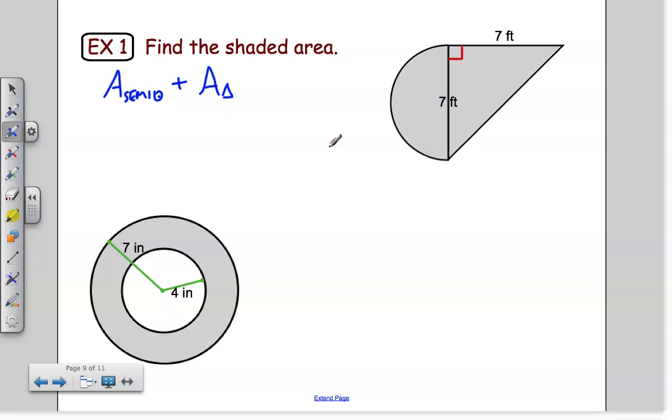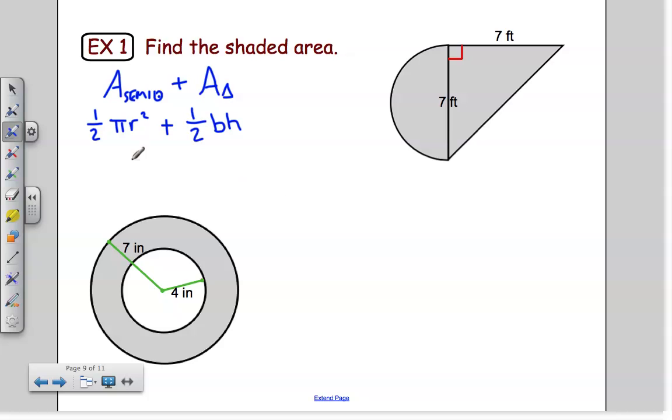Alright, let's think about this for a second. What would the formula be for area of a semicircle? This is half of a circle. Now, I know the area of a circle would be pi r squared, right? And if it's a semicircle, or half of it, I need 1/2 of pi r squared. Then I'm going to need the area of a triangle. What's the formula for area of a triangle? That is 1/2 base times height.